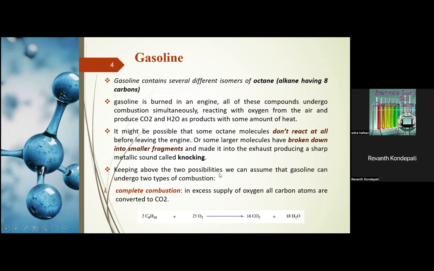Keeping the above two possibilities in mind, we can assume that gasoline can undergo two types of combustion. One is complete combustion in an excess supply of oxygen. All the carbon atoms are converted into carbon dioxide. As you can see here, octane has reacted with excess oxygen and converted into carbon dioxide and water. All the carbon atoms are converted into CO2.